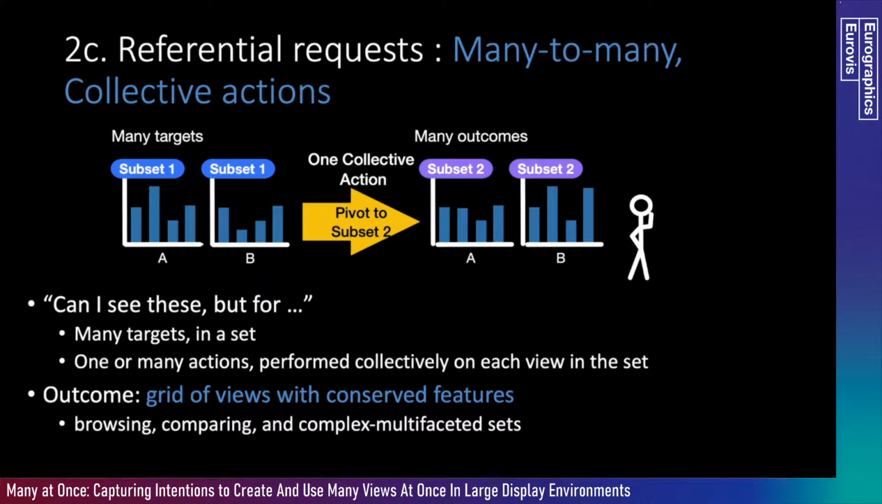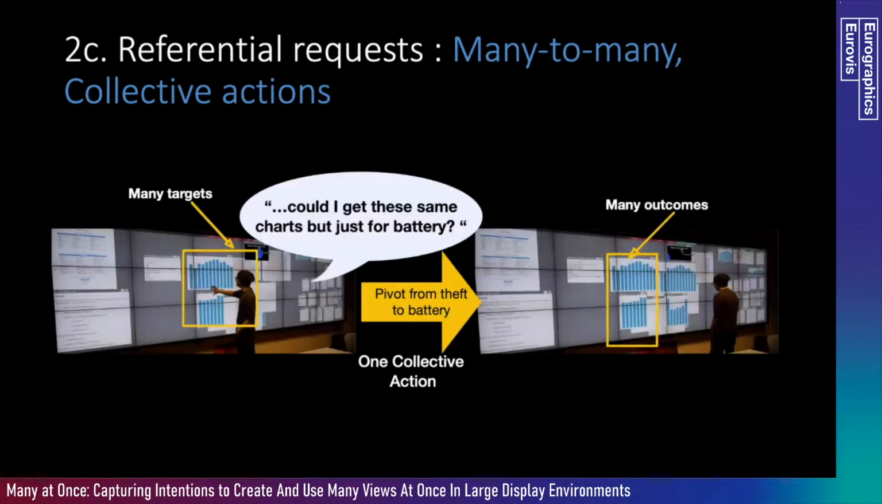So they would target many views and express one or many collective actions to perform across all views within the targeted set. The outcome would be a grid of views with conserved features that would enable multiple kinds of multi-view analysis tasks, from browsing, comparing, and complex multifaceted analysis. In this example, the participant duplicated a pair of views from one crime type to another to look at multiple attributes within these two subsets of the data.